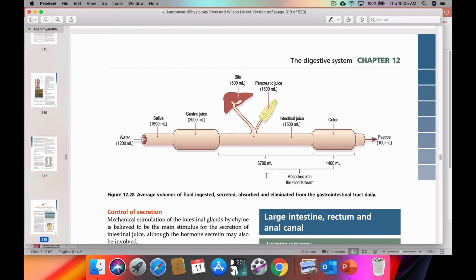Okay, so in that 8200, 6700 ml plus 1400 ml, that is 8100 ml, is getting reabsorbed back. Reabsorbed back, and only 100 ml of fluid is going out in the fecal matter. So this is a cycle that takes place every 24 hours.